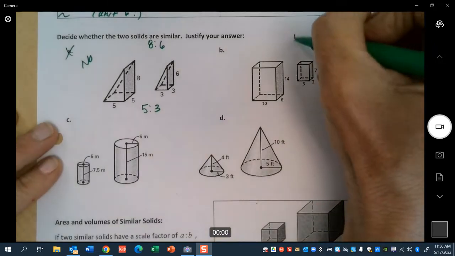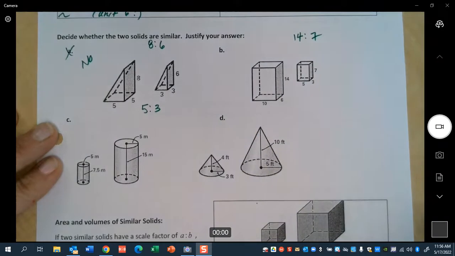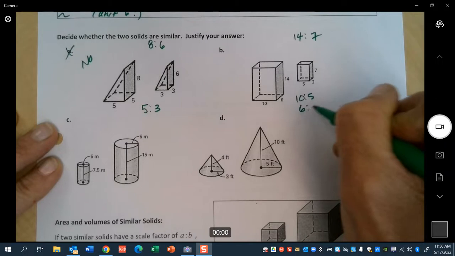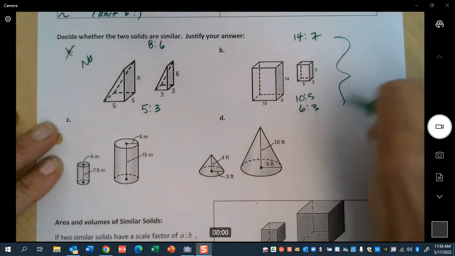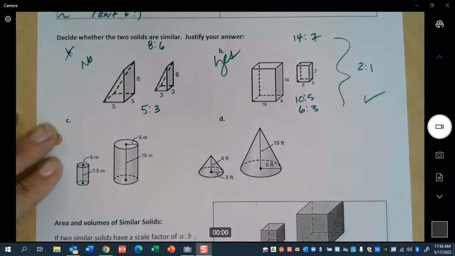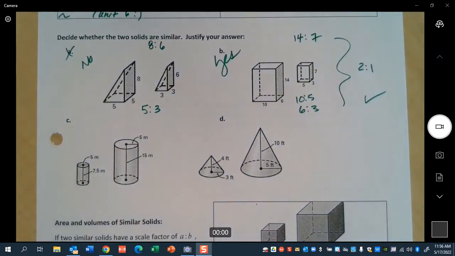My heights have a ratio of 14 to 7, and my bases have a ratio of 10 to 5 and 6 to 3. So they all simplify to 2 to 1. So this is a yes. And meanwhile, you have to check every single measurement. These might look like square pyramids to you, but they're not. What are they? They're rectangular pyramids. How come? Because of the sides. These bases don't have the same measurement for a length and a width.